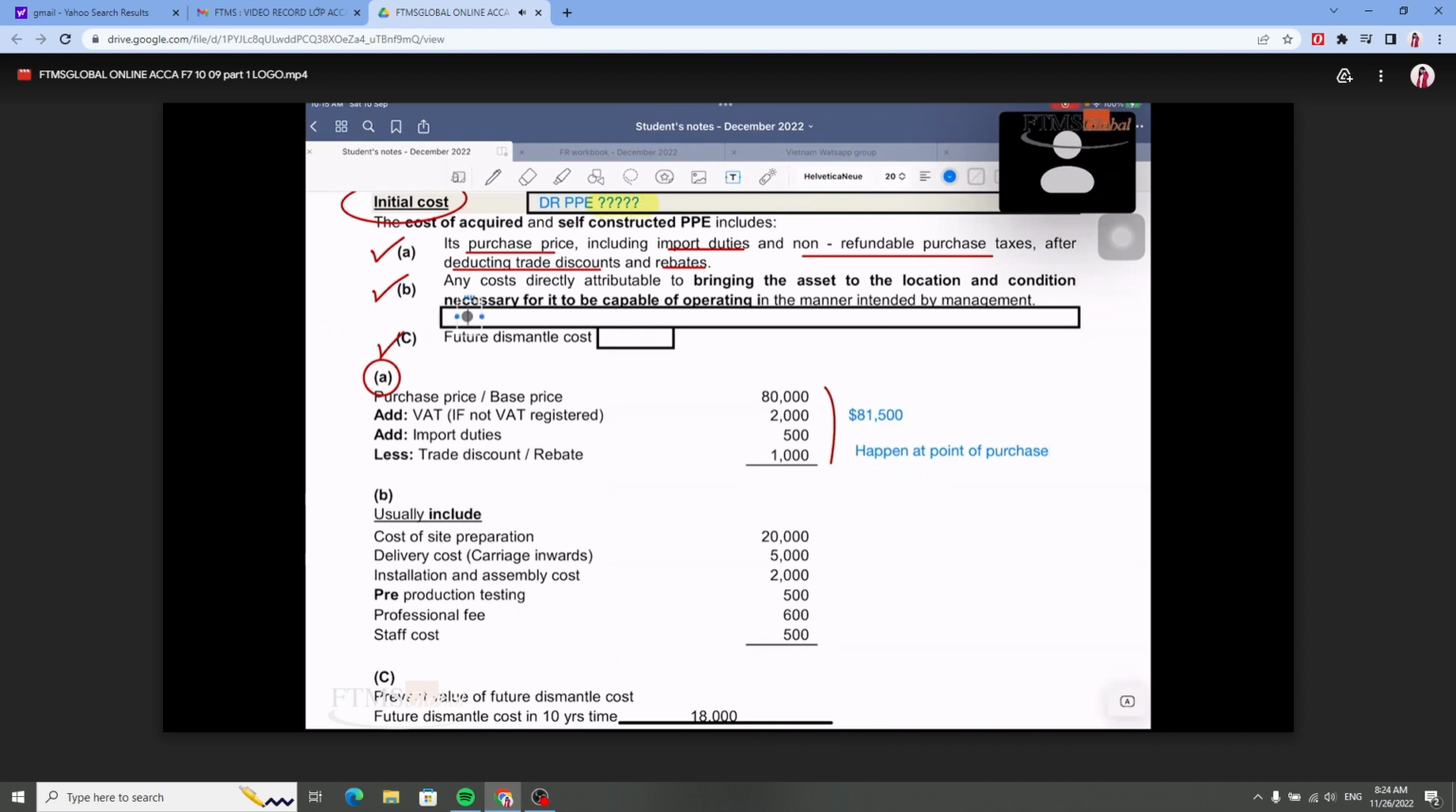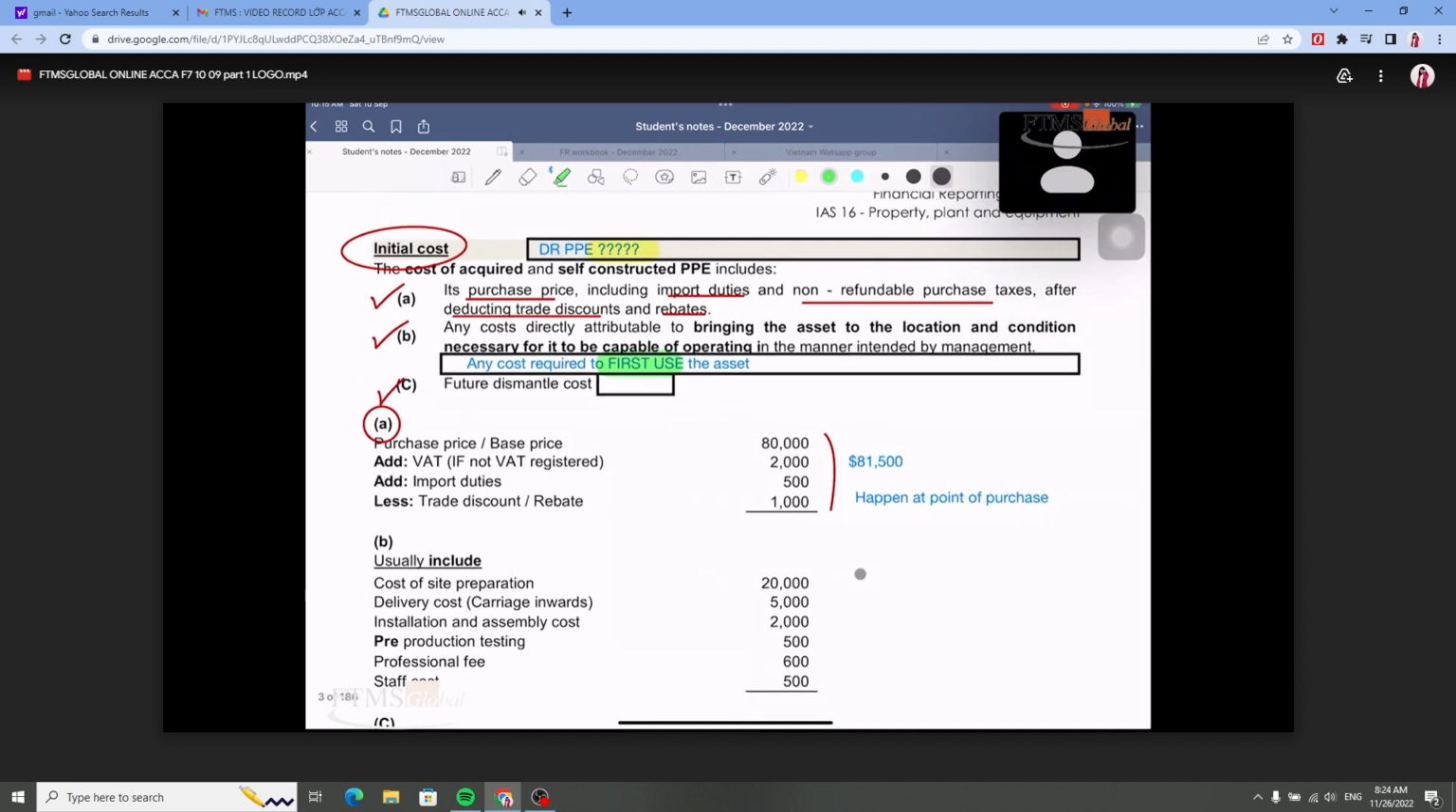So what they're trying to say is this for B. B means to say is any cost required to first use the asset. Okay, so B is any cost required to first use the asset. The keyword is first use the asset. Any cost required to first use the asset.